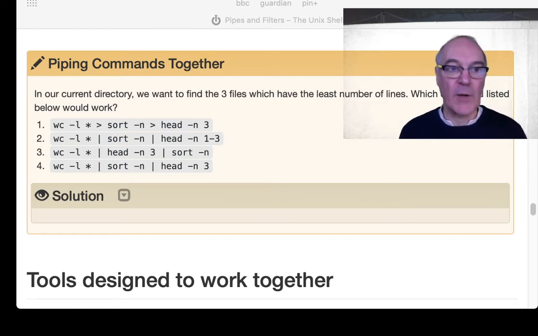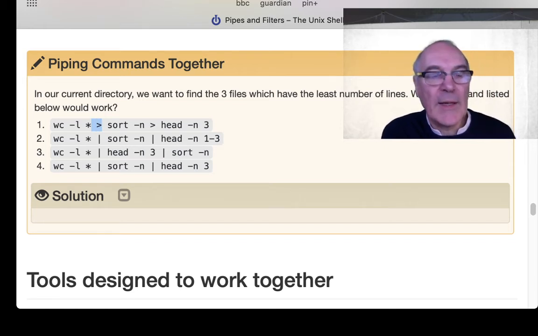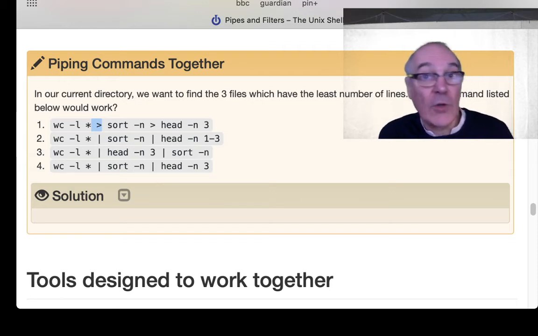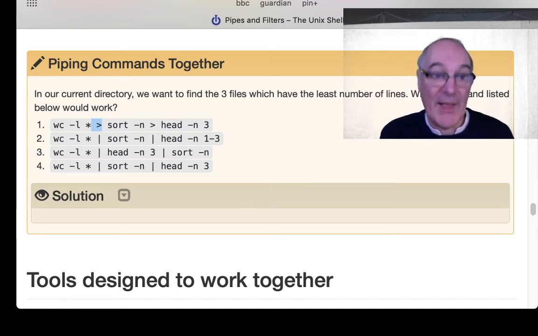But this first one doesn't work because it uses the wrong redirection operator. That would save the output of the wc command into a file called sort, and then get confused by what happens on the rest of the line. So that would, A, create a file called sort in the current directory, and then produce an error.